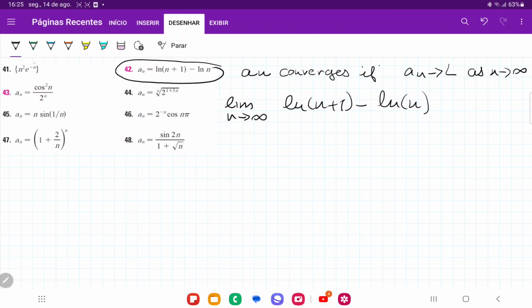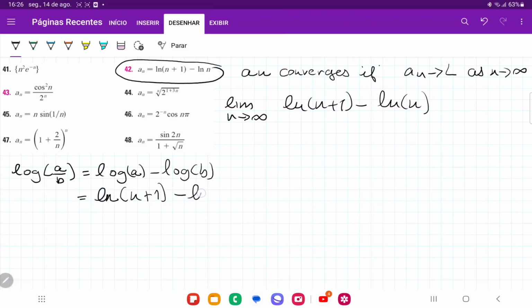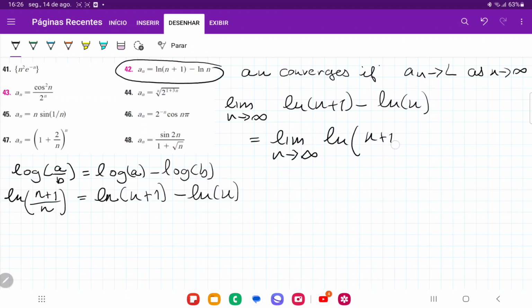And so we're just going to use this law over here that log of a over b is equal to log of a minus log of b. If we compare this, we're just going to reverse engineer it. We have ln of n plus 1 minus ln of n. So the transformed version must be ln of, a goes on top, n plus 1 divided by n. And we can see that these are equivalent, so this is the limit as n approaches infinity of ln of (n + 1)/n.